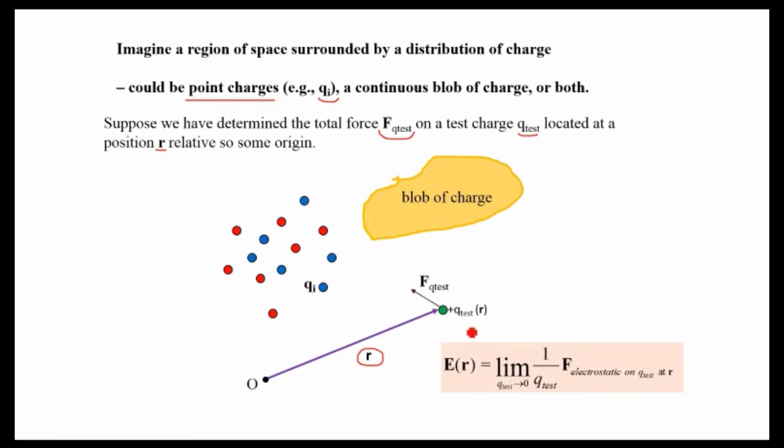Well, we define the field at this point here, same point r, as the limit of 1 over the test charge times the force, the electrostatic force, on Q test charge at r. So one more time, we divide the force by the Q test, take the limit as Q test goes to 0. That's the definition of the E field at this point.